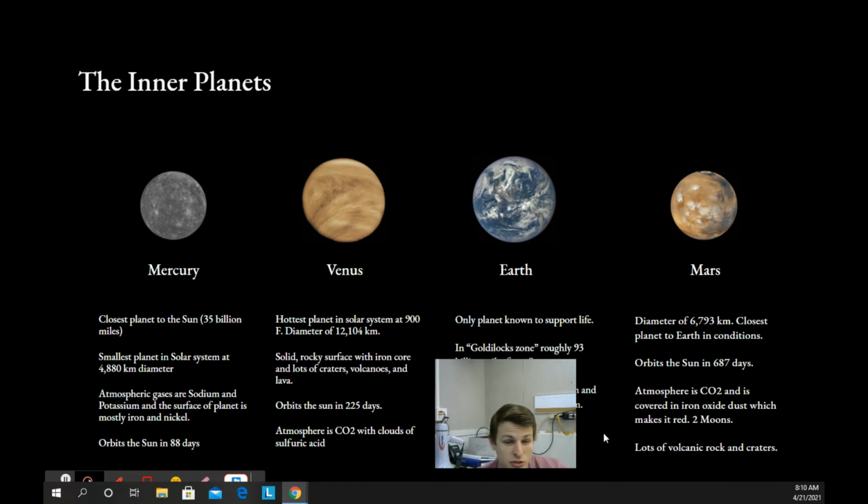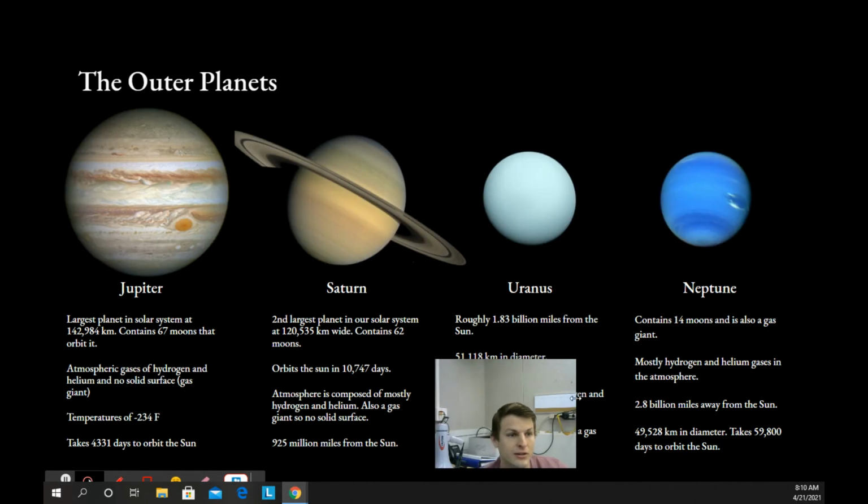Atmosphere is CO2. This is primarily why we can't live there. It's just because there are no breathing conditions there. The reason why it's red is it's covered in iron oxide dust, and it does have 2 moons and lots of volcanic rock and craters.